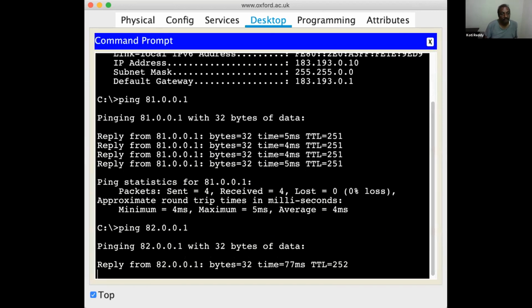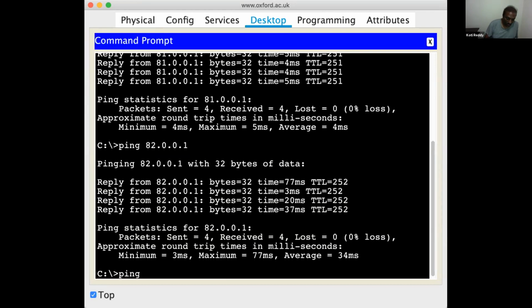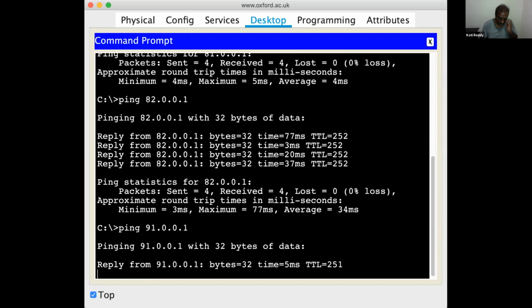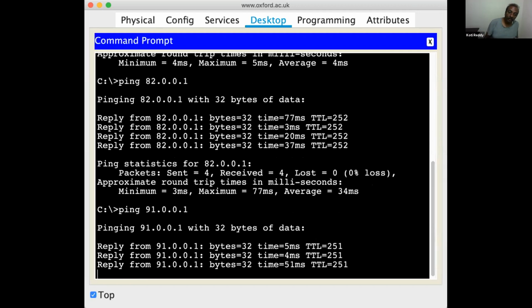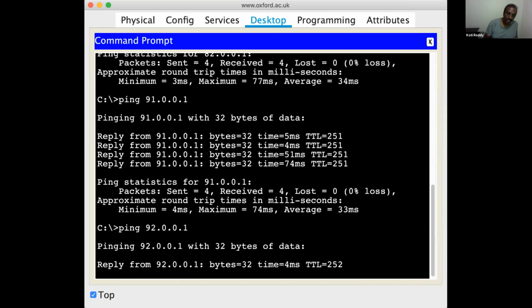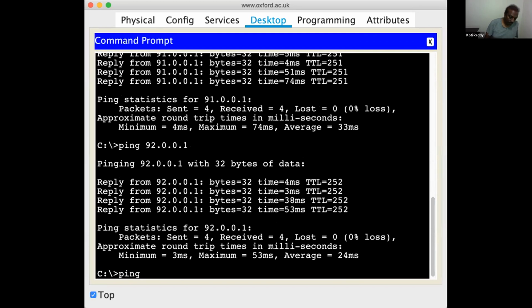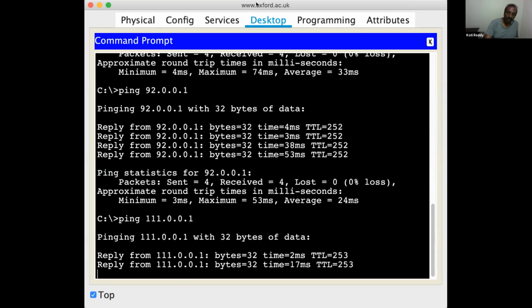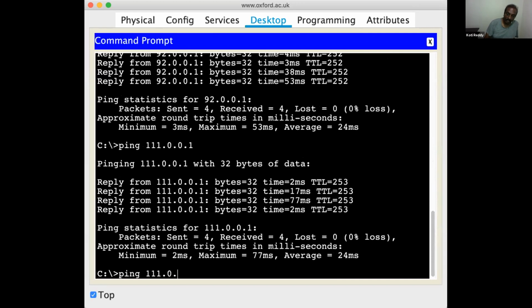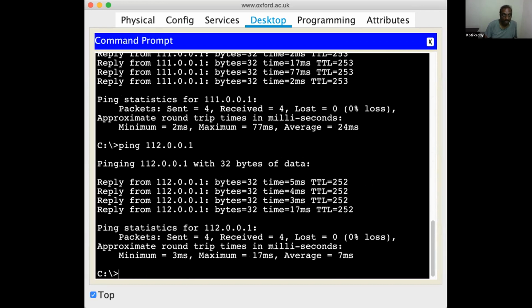82.0.0.1. I could ping. Can I ping 91.1? 91.0.0.1. I could ping. Can I ping 92.1? 92.0.0.1 also I could ping. Can I ping 111? 111.0.0.1 I could ping. Can I ping 112? 112.0.0.1 I could ping. Can I ping 211?